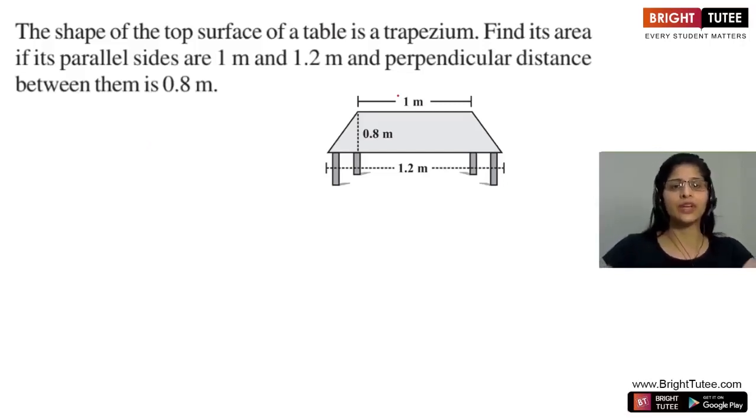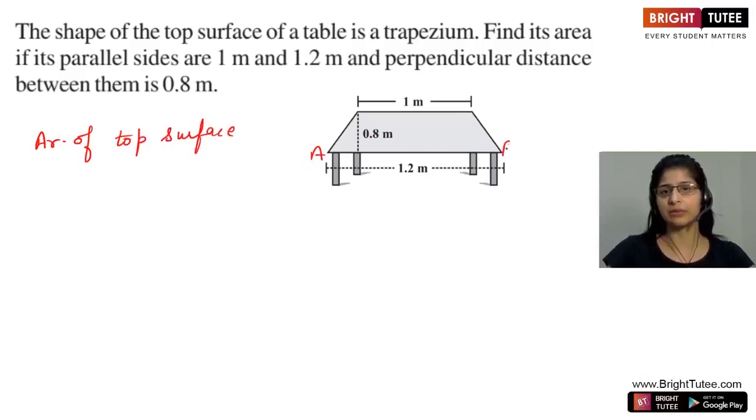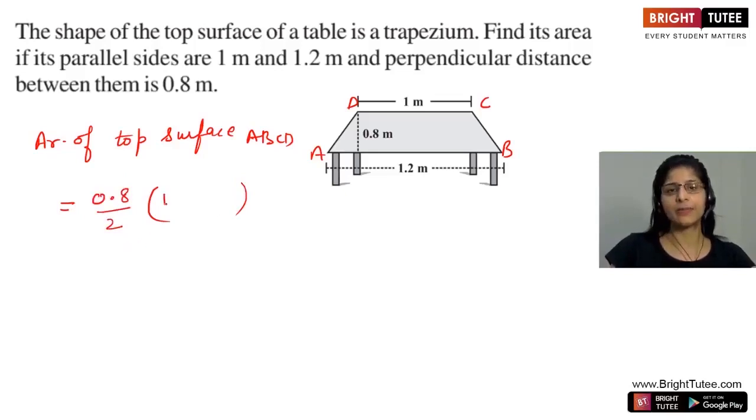Yes, definitely. We know the top surface is a trapezium, and you can always name it A, B, C and D. Area of top surface ABCD is equal to, what is the height? 0.8 divided by 2 into the sum of parallel sides. The sum of parallel sides is 1 meter plus 1.2 meter. Square meter will be our answer. Here also meter, so meter into meter will be square meter.